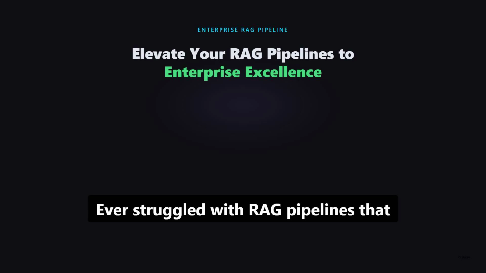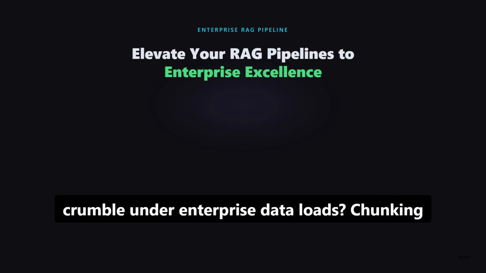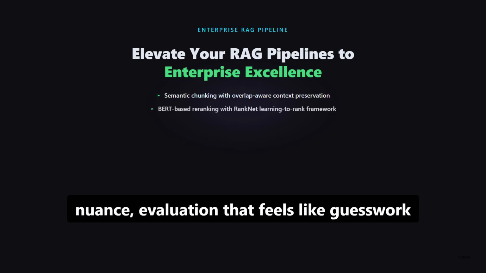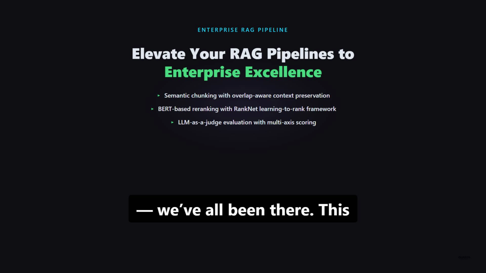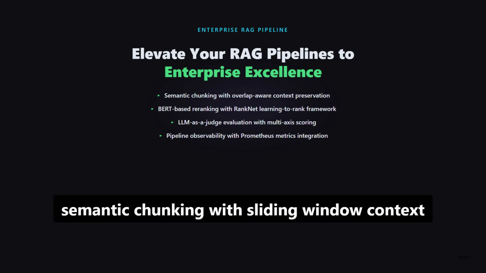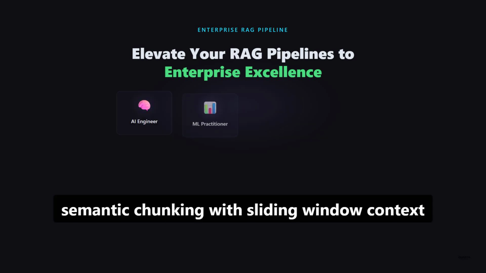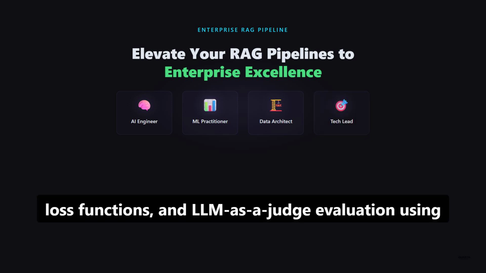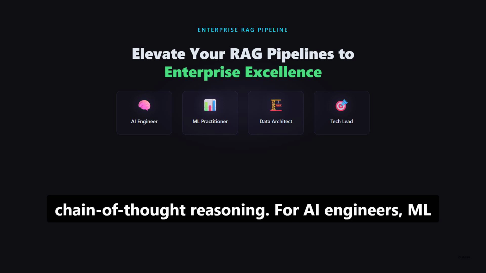Ever struggled with RAG pipelines that crumble under enterprise data loads? Chunking that loses context, re-ranking that misses nuance, evaluation that feels like guesswork? We've all been there. This skill gives you production-grade pipeline blueprints, semantic chunking with sliding window context preservation, BERT-based re-ranking optimized with pairwise loss functions, and LLM-as-a-judge evaluation using chain-of-thought reasoning.